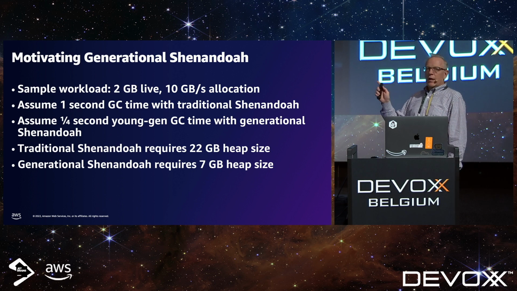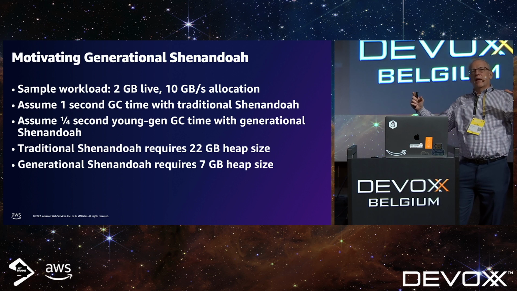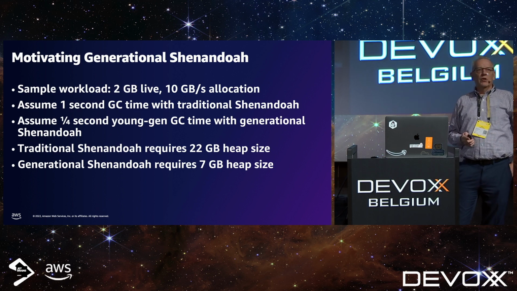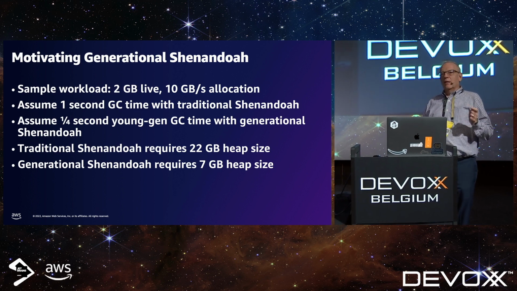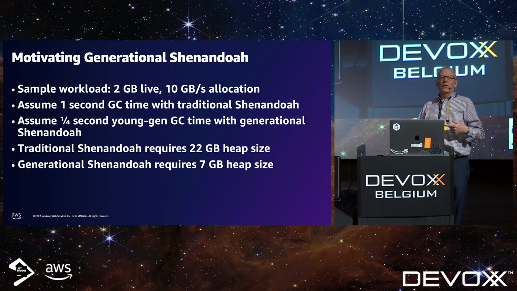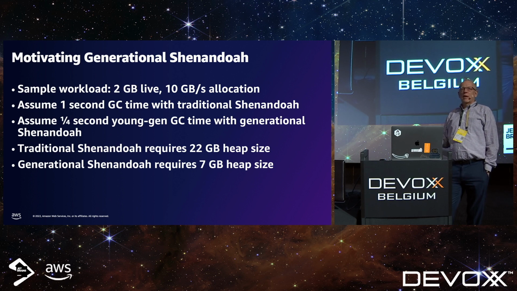So what generational Shenandoah allows us to do is collect the memory much faster. We focus our attention not on the 2 gigabytes that's live, because that's mostly been promoted into old gen. We focus on the memory that's almost entirely dead. The marking effort is proportional to how much is live within just the young gen instead of within all of the heap. So we can do this young gen collection in much less time than it takes us to do a traditional Shenandoah full mark. For example, a quarter of a second.